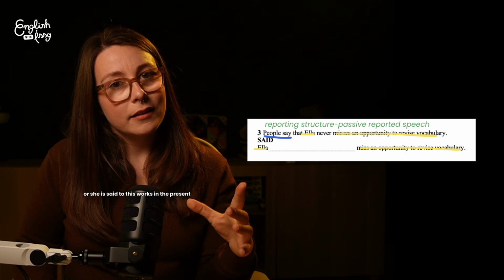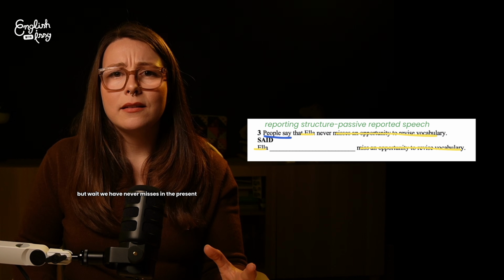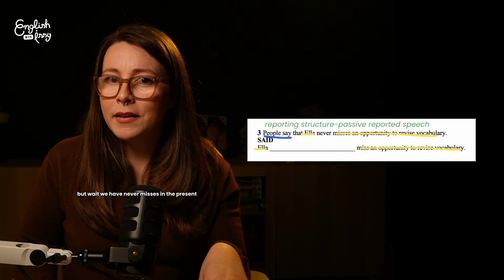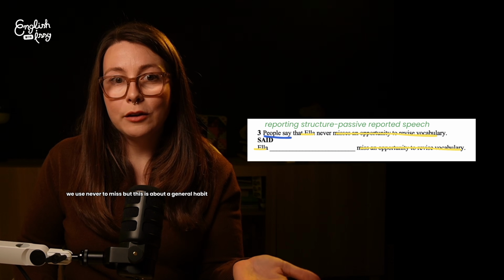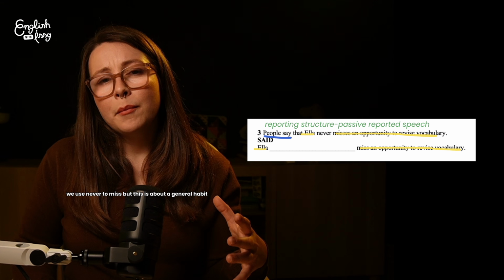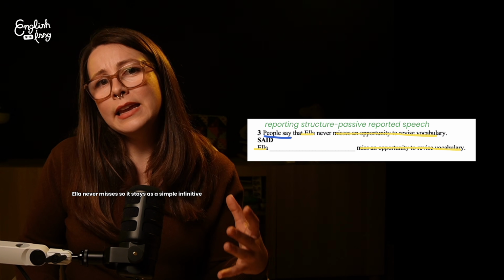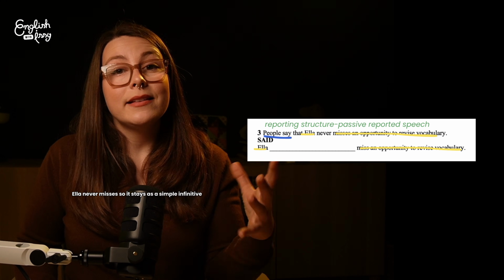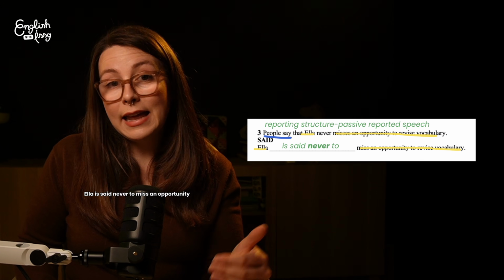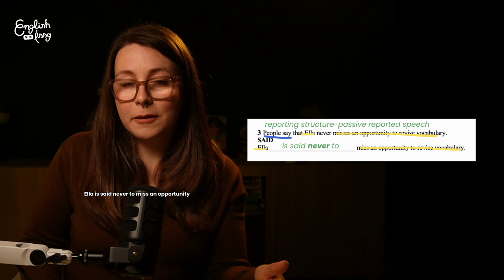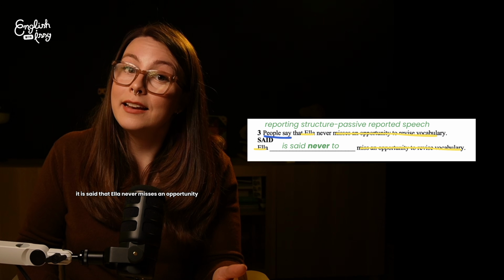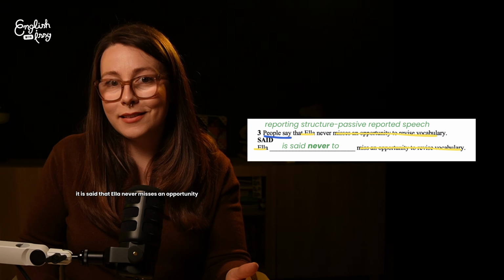This works in the present. But wait, we have never misses in the present. So when we report a present habit, we use never to miss. But this is about a general habit. Ella never misses. So it stays as a simple infinitive. Ella is said never to miss an opportunity, which is the same as saying it is said that Ella never misses an opportunity.